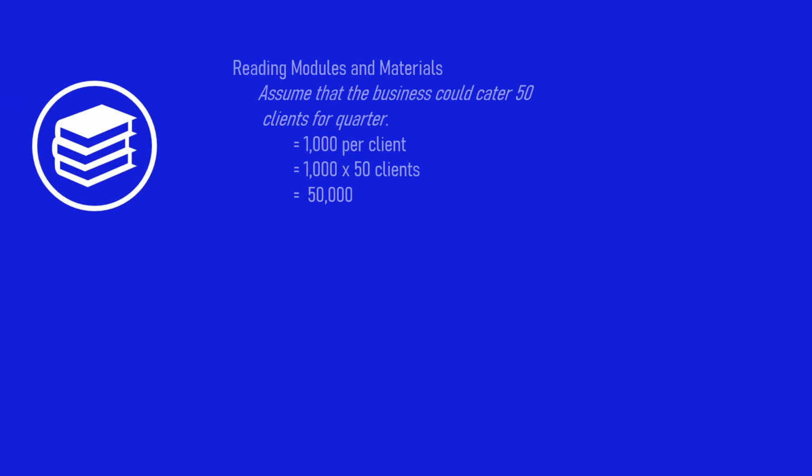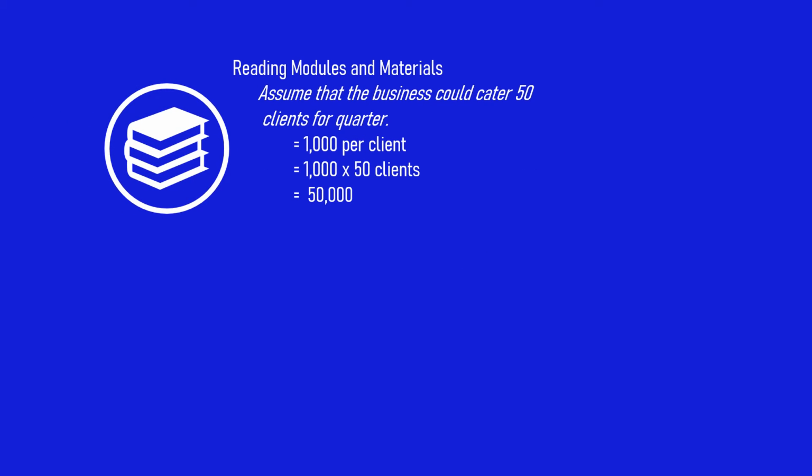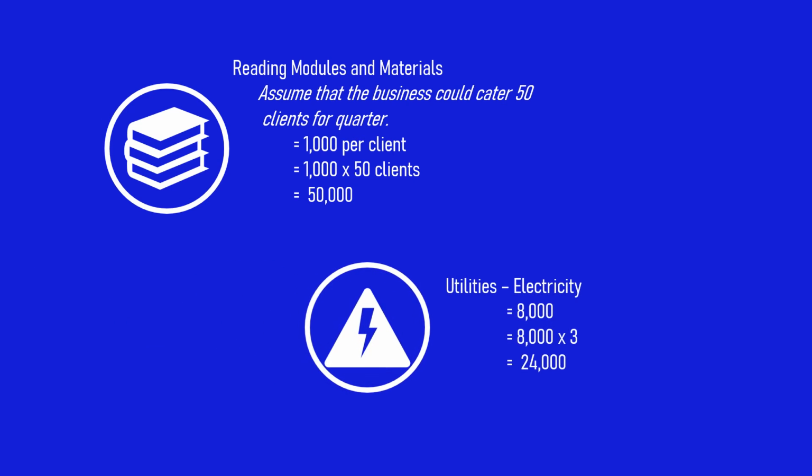That is why in computing the reading modules and materials for the variable expenses, with the assumption also that the business could cater to 50 clients for a quarter, we simply multiply 1,000, which is the amount we assume for reading modules and materials per client, times the 50 clients assumed, which equals 50,000 for reading modules and materials, and the amount of 8,000 for the electricity, making it 24,000 per quarter.